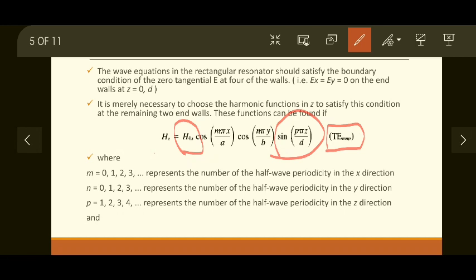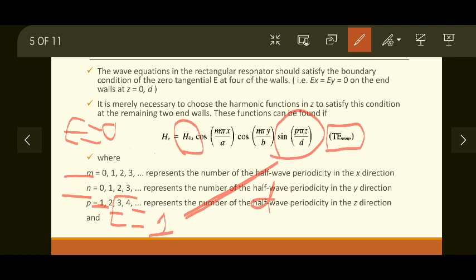M values will start from 0, N values also start from 0, but P values, that is in the direction of dimension D, will start from 1 because they have to be existent. E is equal to existent for the direction of D, and E will be 0 for X and Y. That's why M and N start with 0.